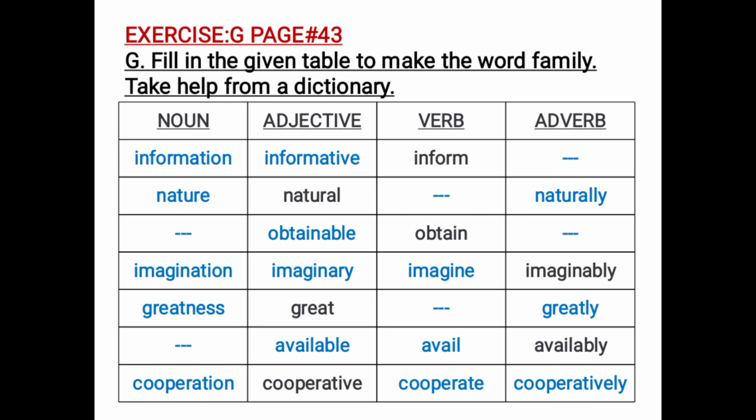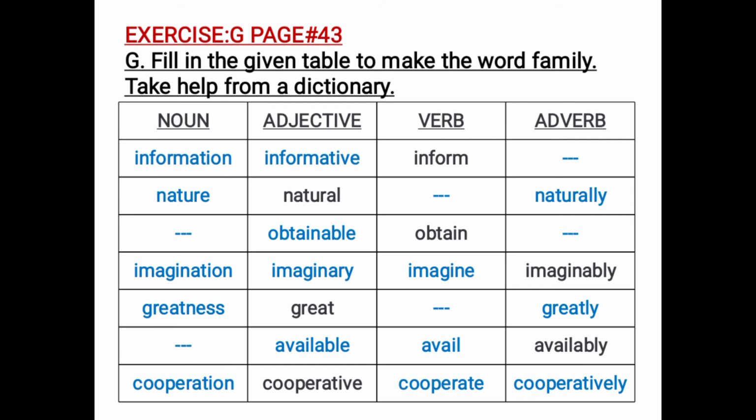So, verb is an action. Any action word is called a verb. So inform is written in the column of verb. It means it is an action word. But when we change it into a noun, it becomes information. When we change it into an adjective, it becomes informative. And in this family, we have no adverb, so you can put a cross.